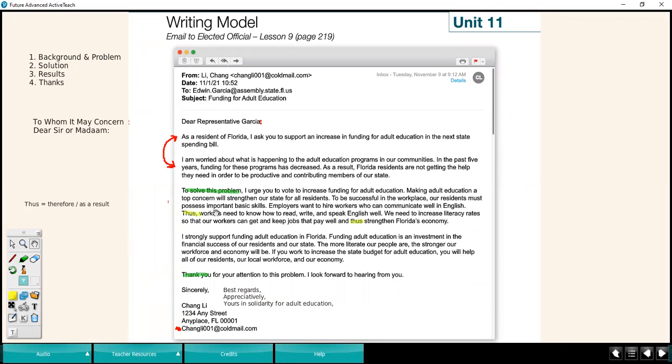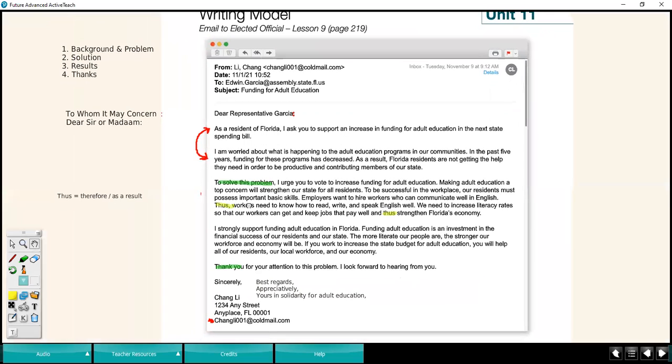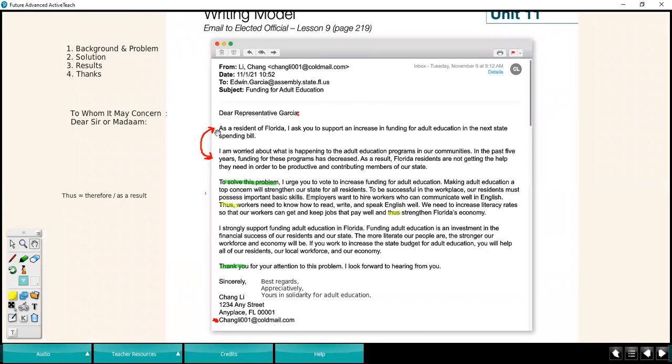Okay, I'm going to read this email, and you can see the formula, the structure of this email as I read it. I did highlight the word thus. You see it twice here in the solution paragraph. Thus means therefore, as a result. It's very formal, not required, but this writer uses it, I think, to be concise. However, using it twice in the same paragraph, in my opinion, is not the best.